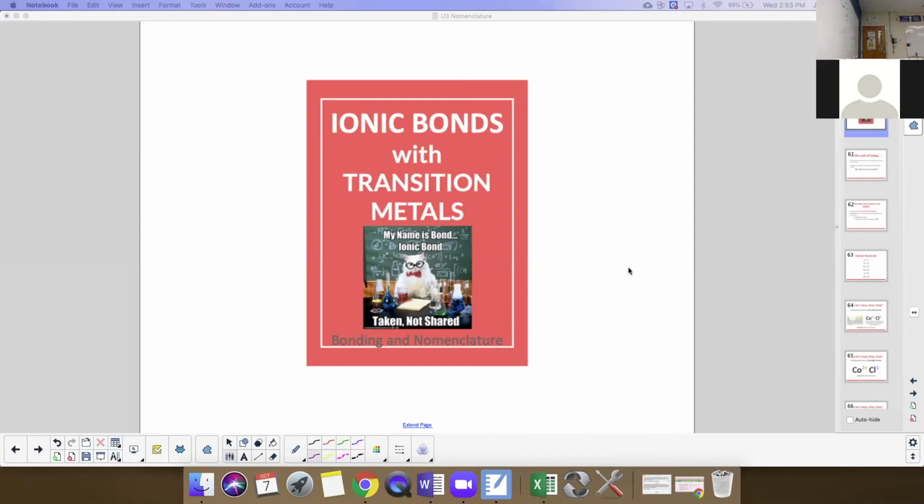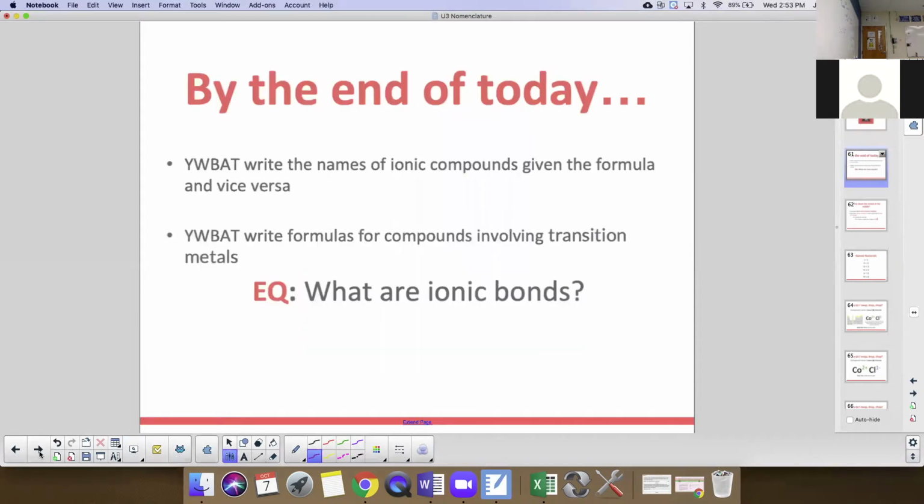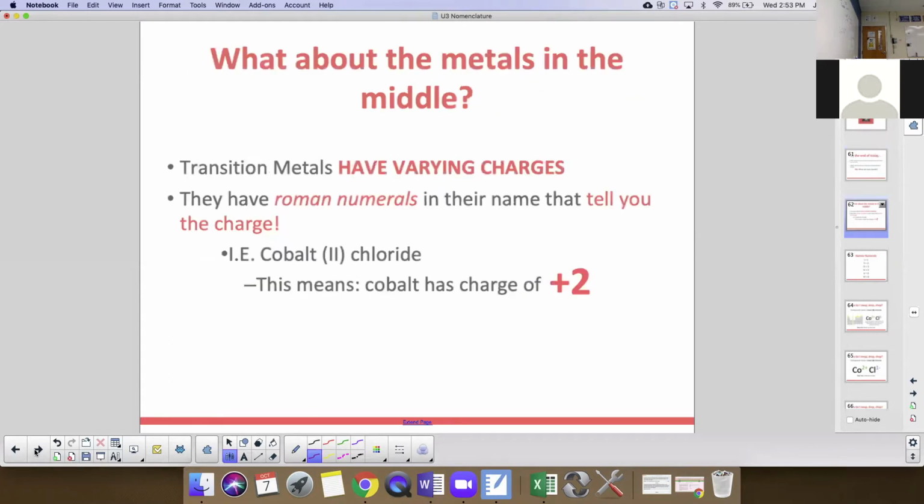Metal groups, because we don't know their charges. So now we're going to talk about how we bond metals with nonmetals in ionic bonds when involving transition metals. At the end of today, you're going to be able to name and write the formula for ionic compounds that involve transition metals. So what are those metals in the middle? Anybody remember what we call them?